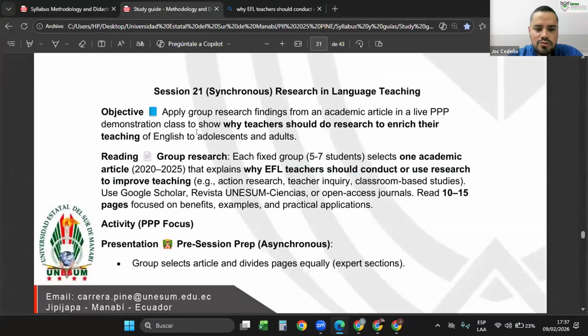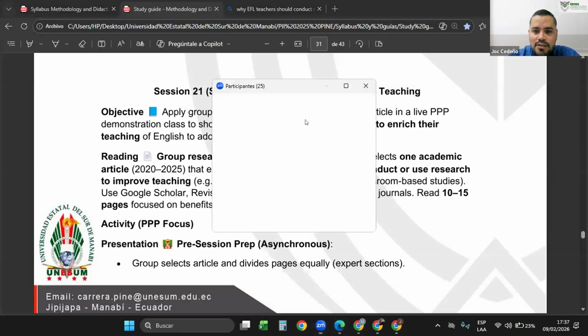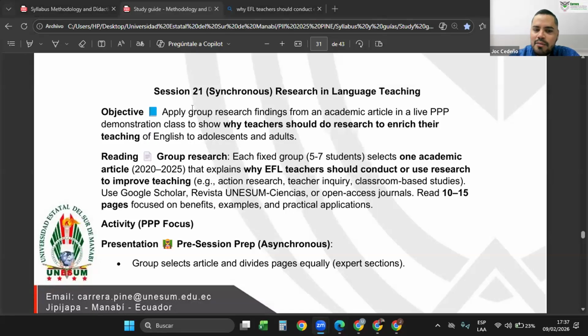So the first thing we need to do is you're going to be divided into groups of 5 to 7 students, and you will need to select one academic article. This article should be up to date. That means from 2020 to 2025. 2021, 2022, 2023, 2024.